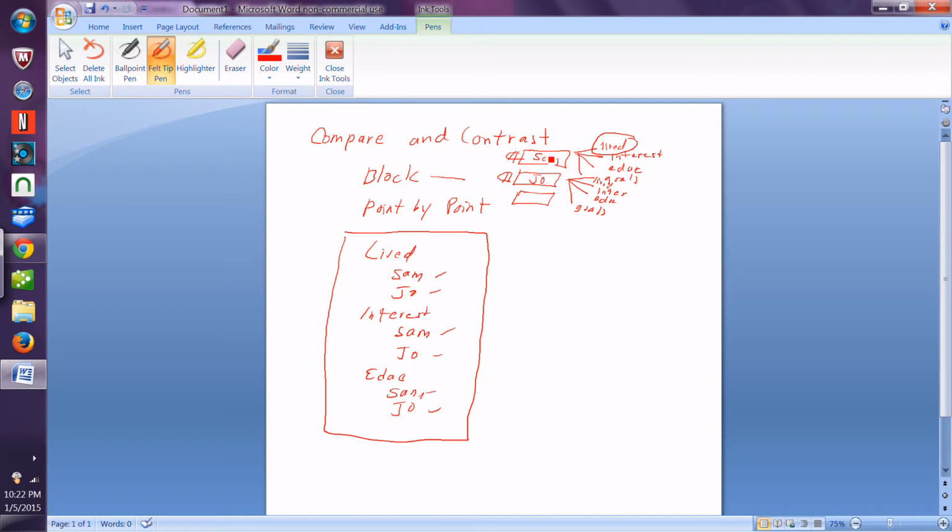The block is where you take all the attributes or characteristics you're going to talk about for Sam, and you keep that in one paragraph, and all the attributes you're going to talk about for Joe, and keep that in one paragraph. And so for our first essay, we're going to do the block essay.